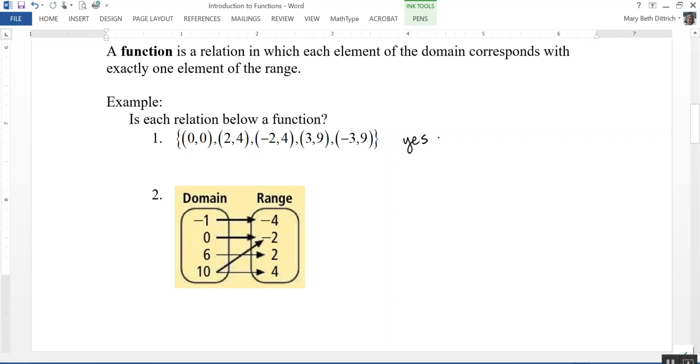Let's take a look at number 2 here. Here we have a mapping. We have our domain bubble and our range bubble. And this one is not going to be a function because this value 10 is actually mapped to -2 and to 4. So no. In other words, we would have the ordered pair (10, -2) and the ordered pair (10, 4), and you cannot have a repeated x in order for it to be a function.